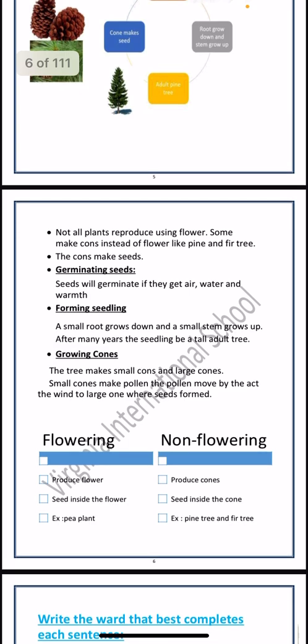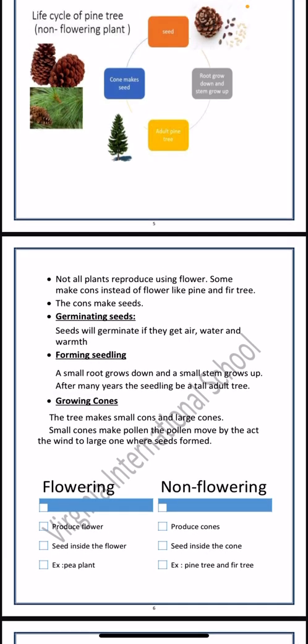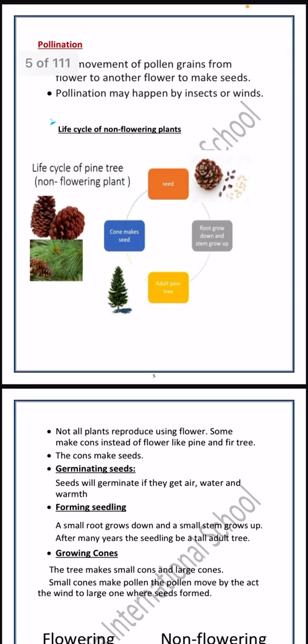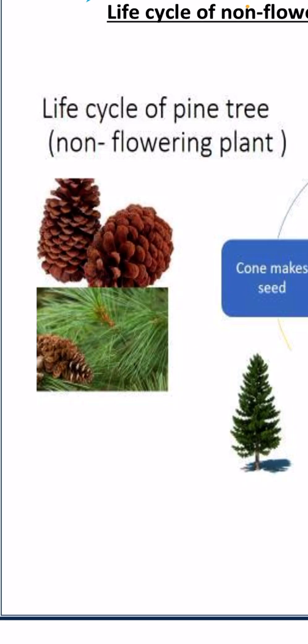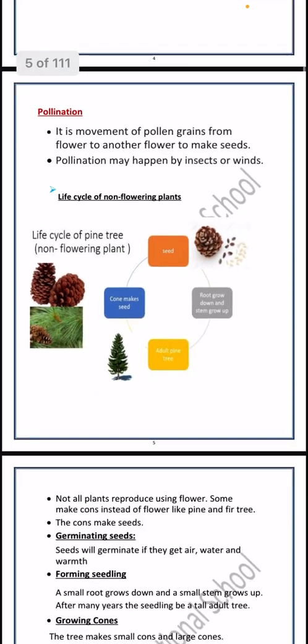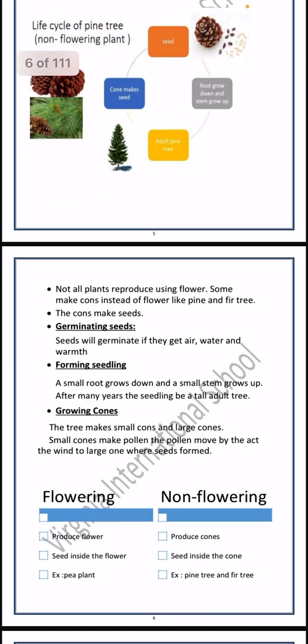And we know that this is a difference between flowering and non-flowering plants. The flowering plant produces flowers, the non-flowering plant produces cones like this one. And this cone is the one that makes the seed. So we have to transfer the pollen grain from one cone to another, not from one flower to another. Okay? So the small cones make the pollen grain, and the pollen grain moves by the wind to the larger one to make the seed. So flowering plants produce flowers, and non-flowering plants produce cones.